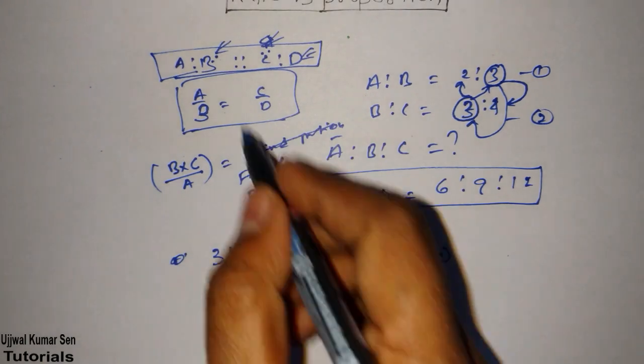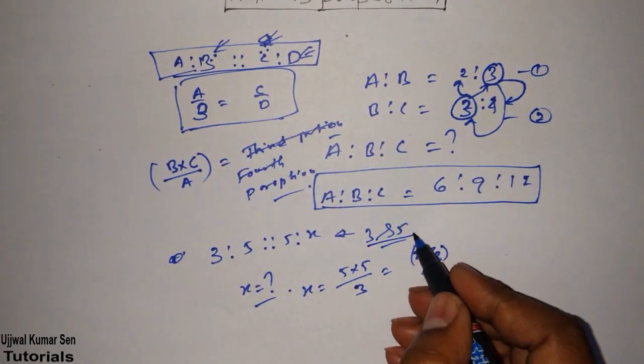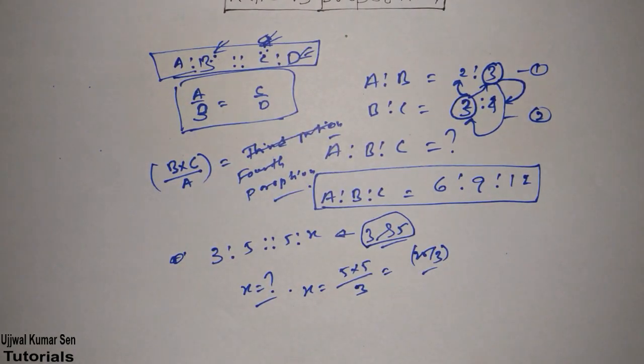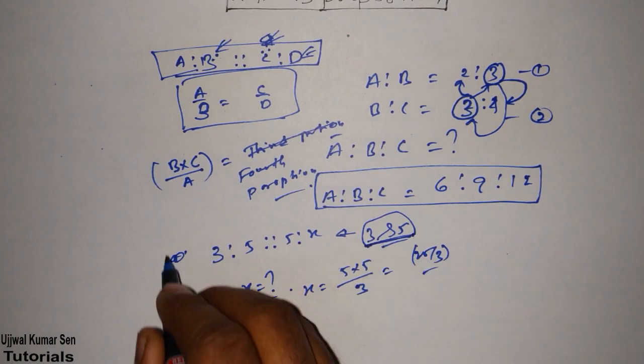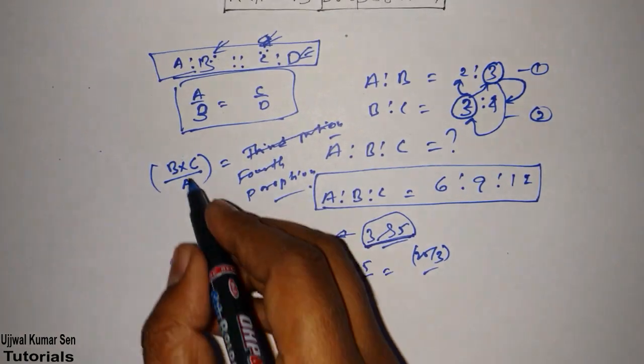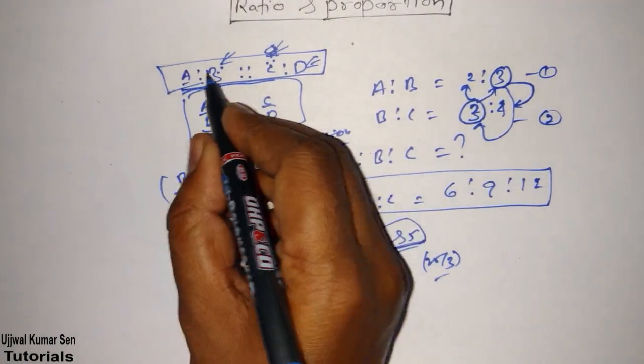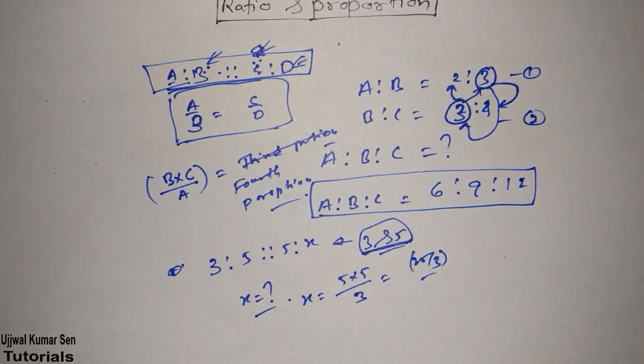So the concept is the same, but the way they ask the question, that is different. When they are just going to give you two values, it is third proportion. And here you are going to get all three values, A, B and C, then they will ask you to find out the fourth proportion. Are you getting my point?